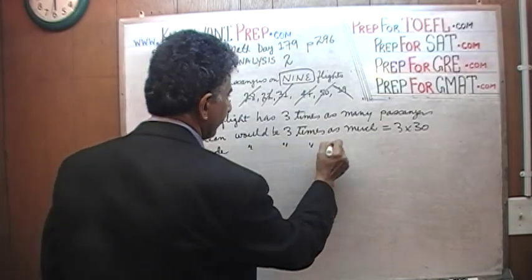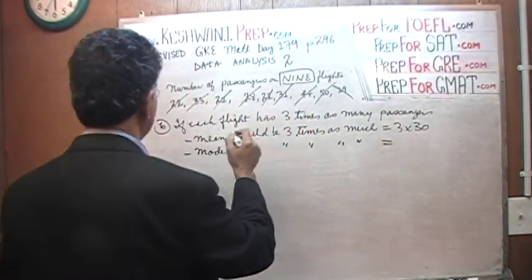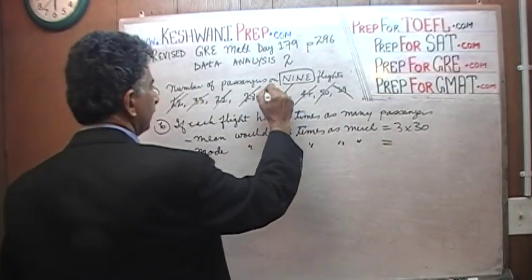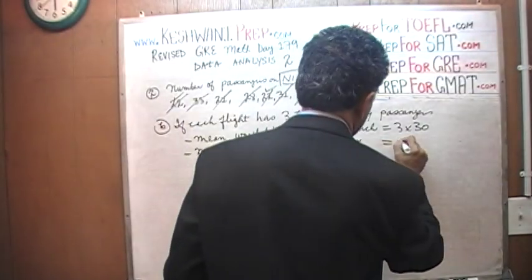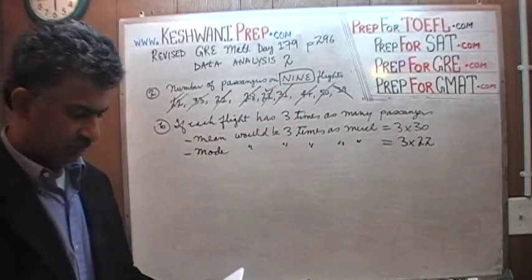The mode would be 3 times as much. Our mode before, I believe, was 22, because we had two 22s, right here and right here. We had 2 observations of 22. So now the mode is going to be 3 times 22, 3 times as much. That's it. Nothing else is going to change.